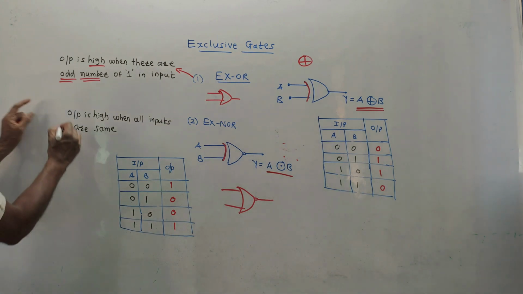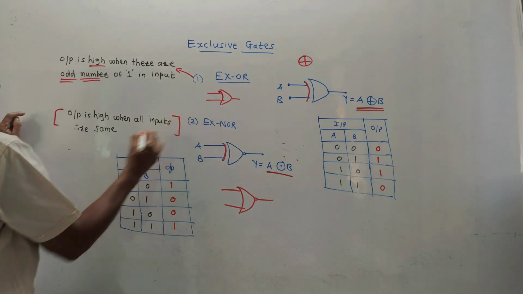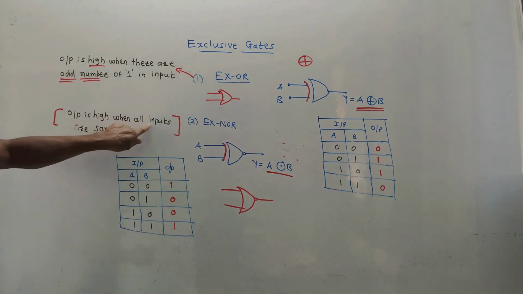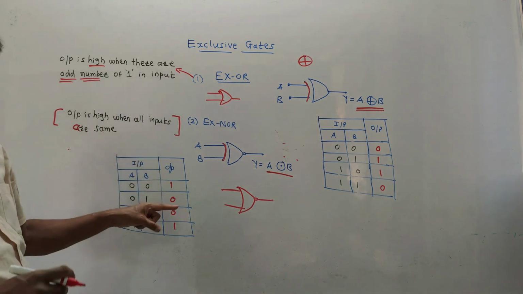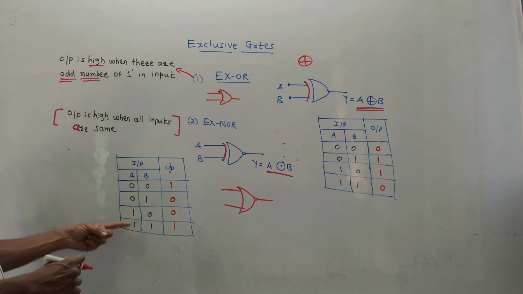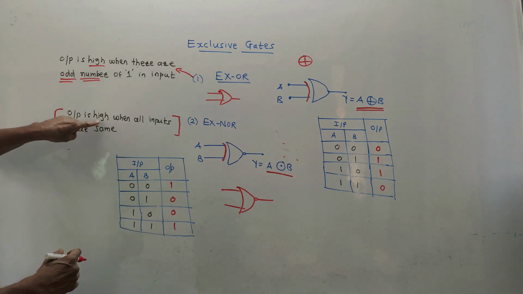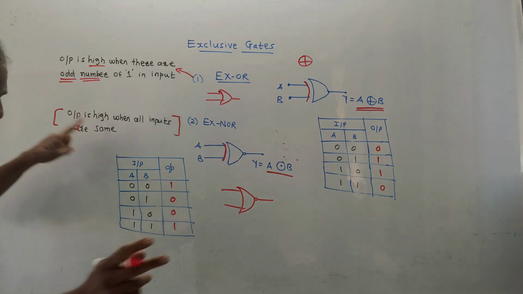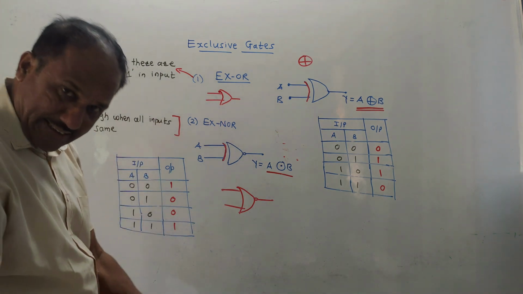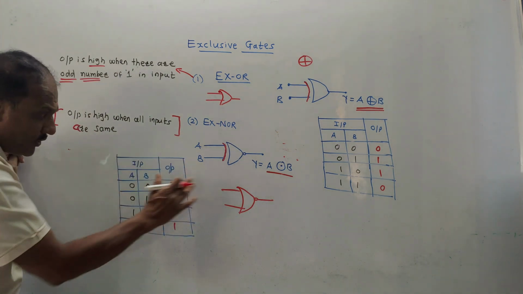Now do remember this sentence for the XNOR gate: output is high when all inputs are same. If you are talking about two inputs, I have drawn the truth table over here. Then the statement is, output is high when all inputs are same. There are two inputs. So whenever both the inputs are same, then only output is high.